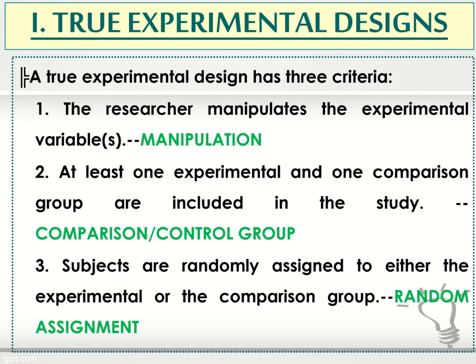So a true experimental design has three criteria. First, the researcher manipulates the experimental variables, and that is manipulation. Second, at least one experimental and one comparison group are included in the study, also known as the comparison or control group criterion. And then the third, subjects are randomly assigned to either the experimental or the comparison group. And that is the third criterion, random assignment.